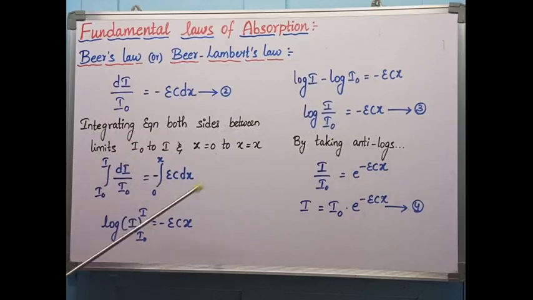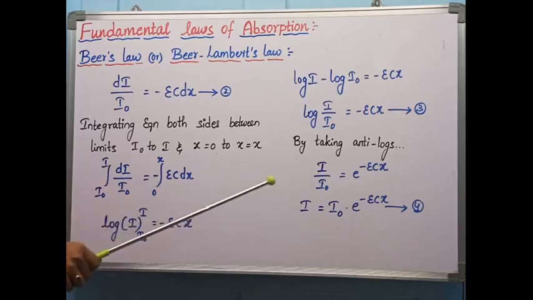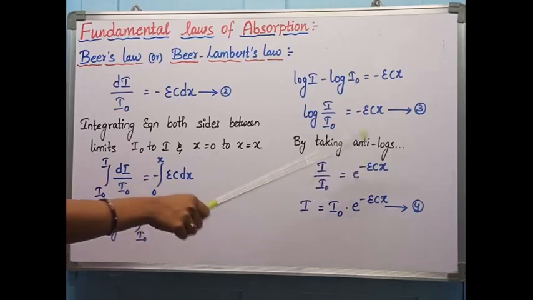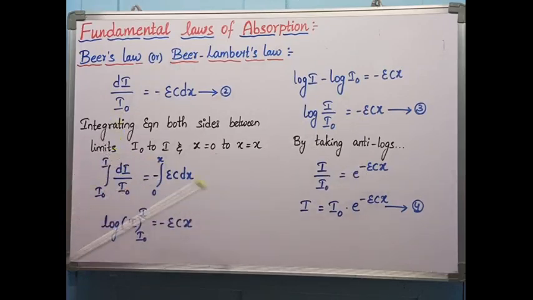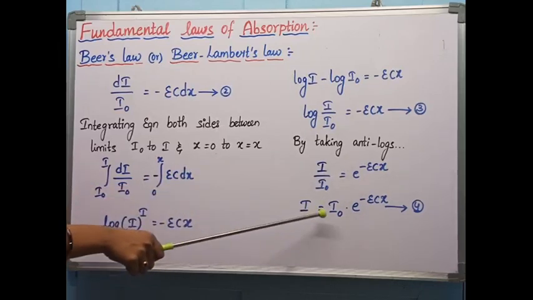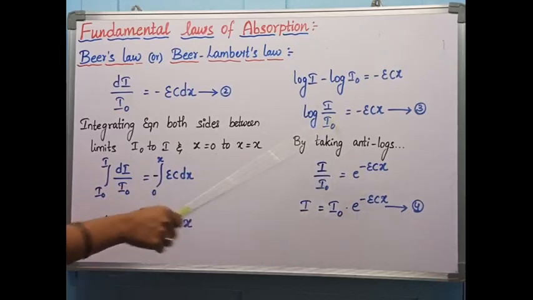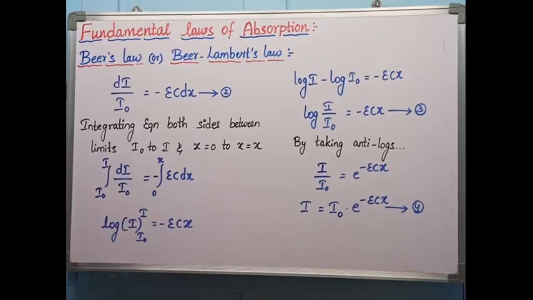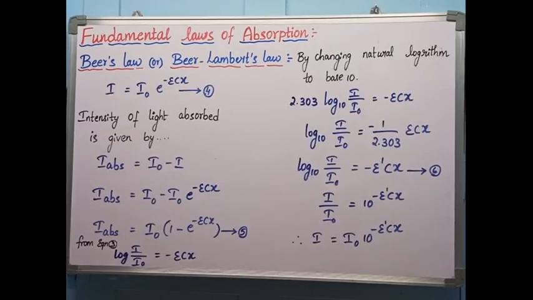Now what I will do is take the anti-log. If I convert this log into anti-log, I'll get I by I naught is equals to e power minus epsilon Cx. If I bring I naught to this side, then I'll get I is equals to I naught into e power minus epsilon Cx. So I got equation 4: I is equals to I naught into e power minus epsilon Cx.